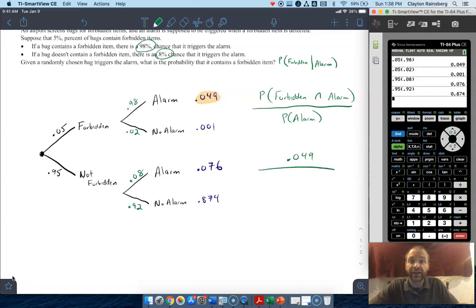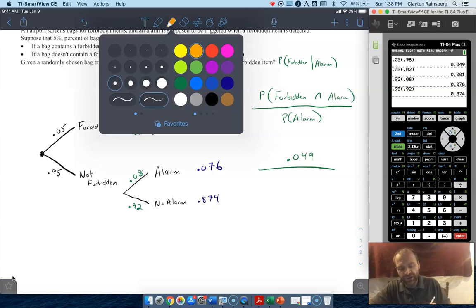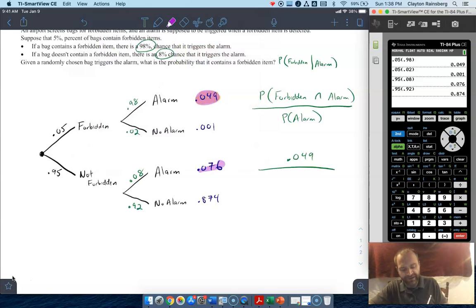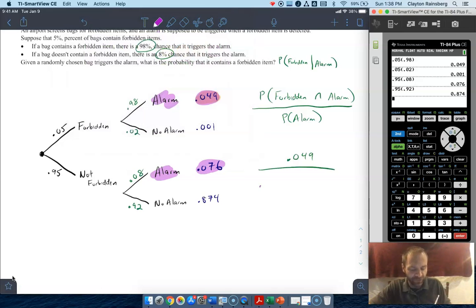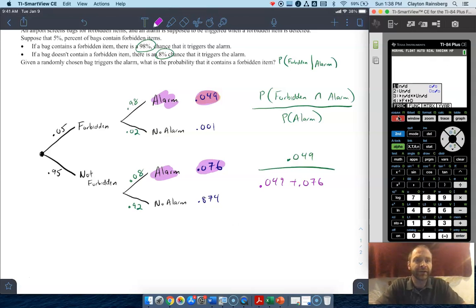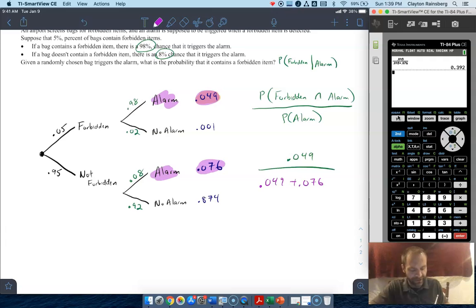Now, what's the probability of an alarm itself? Well, we have two chances where alarms can go off: one with forbidden and one without forbidden. That's where alarms are going off, so I'm going to add those two numbers together: 0.049 plus 0.076. I'm going to use the calculator. So 0.049 on top, 0.049 plus 0.076 on the bottom, and that is approximately 0.392.